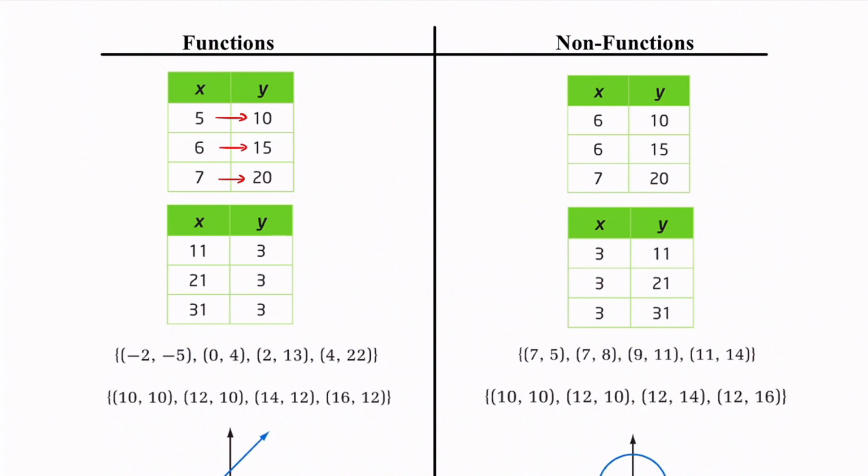If I look at the other side, I got 6 went with 10. Okay, so 6 goes with 10. And then all of a sudden I got 6 goes with 15. So we can't have that repeating value in the x side here. Okay, it could repeat, but this would have to be 10. And now it's changed to a 15, so that isn't right. So that's not a function. So here, we can't have repeating.